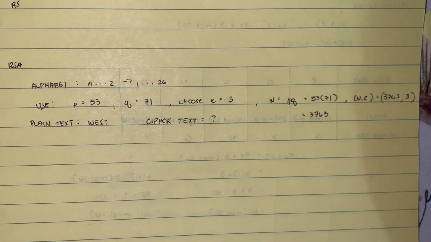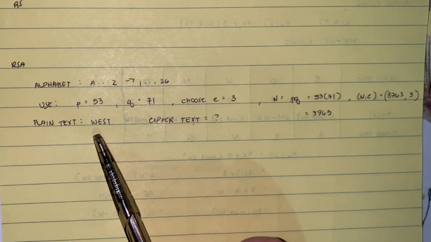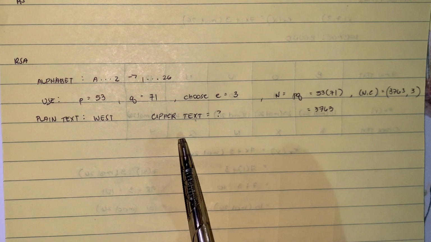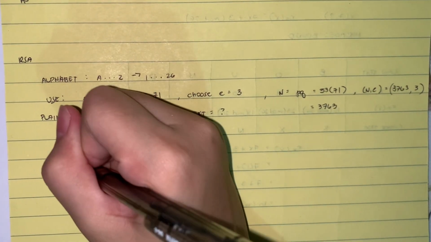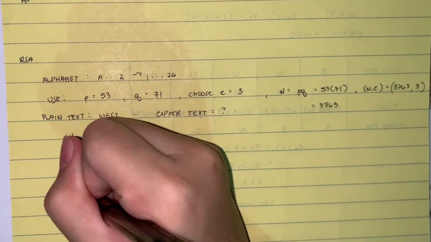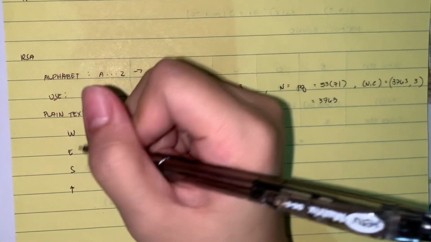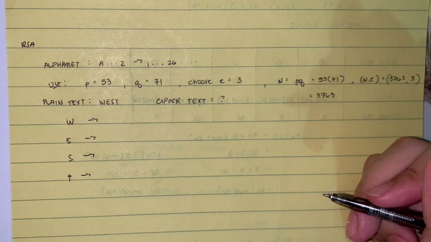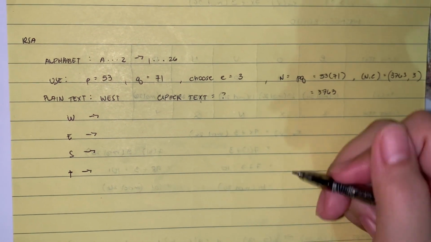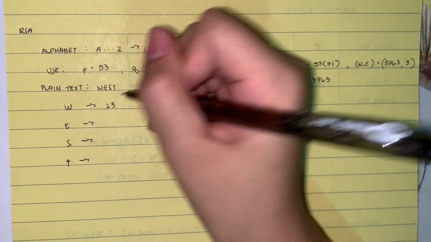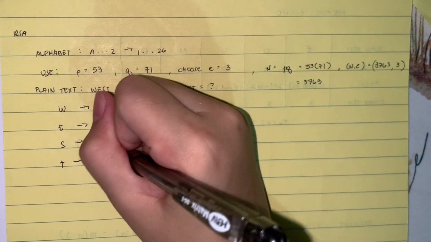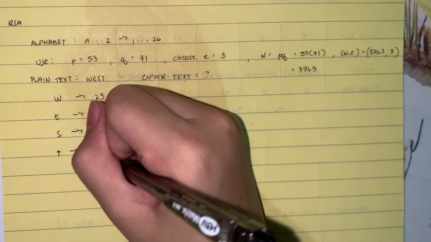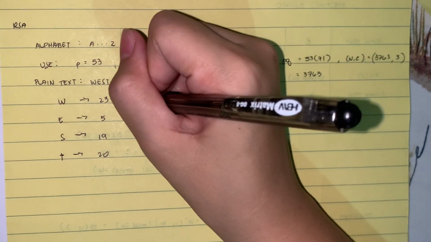For this example, we have the plain text WEST, or West, to be turned into a ciphertext. So let us first write down our plain text W, E, S, and T. After this, we will substitute these letters with their corresponding numbers in the table. For W, we have 23. For E, we have 5. For S, we have 19. And for T, we have 20. These numbers would then be encrypted as follows.